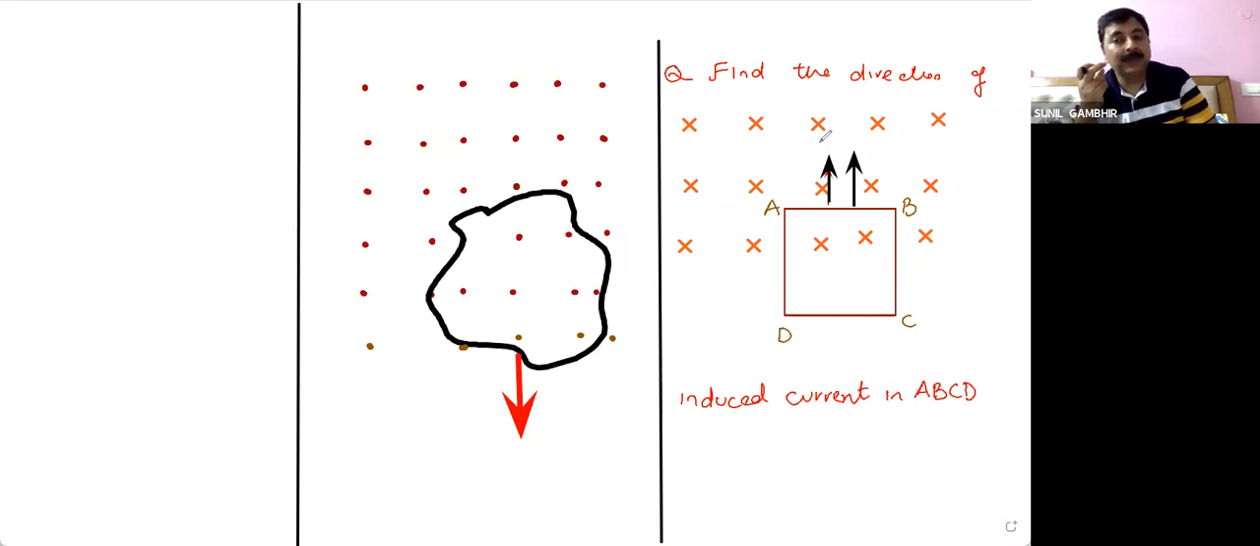So it means the direction of the current will be anti-clockwise, so that the magnetic flux produced by the anti-clockwise current is outward. Now it's your turn for question number 2. It's better you write down the answer of question number 2 and then tell the answer.